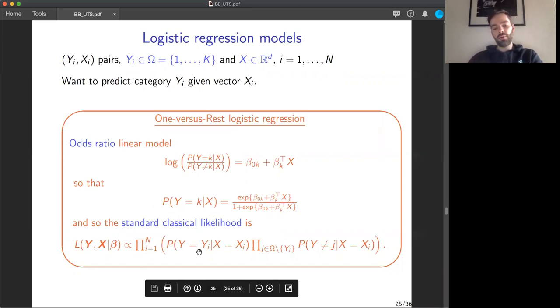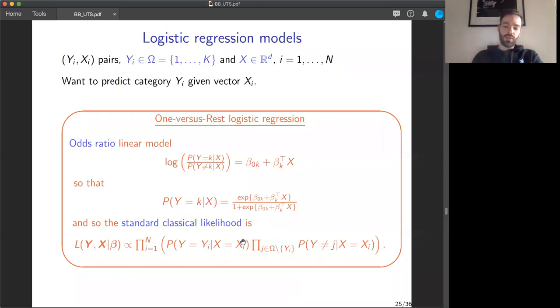And you have the probability that the outcome y_i takes value y_i given x_i, but you also need to take the product over all the probabilities saying that the outcome is different from y_i. So you have all these remaining products in there.